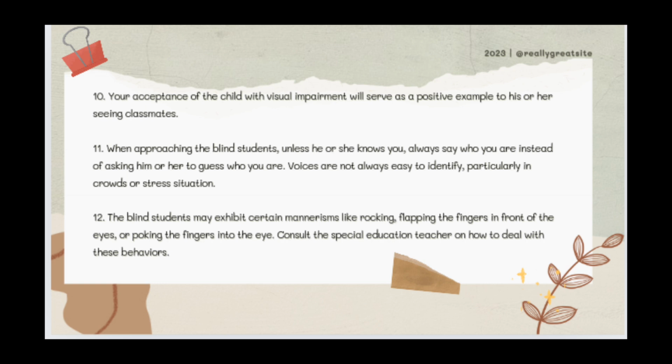Okay, and for the last, the blind student may exhibit certain mannerisms like clacking, fluttering the fingers in front of the eyes, or poking the fingers into the eyes. Consult the special education teacher on how to deal with this behavior. So some students who cannot see clearly, for example those who are farsighted, may keep touching their eyes.